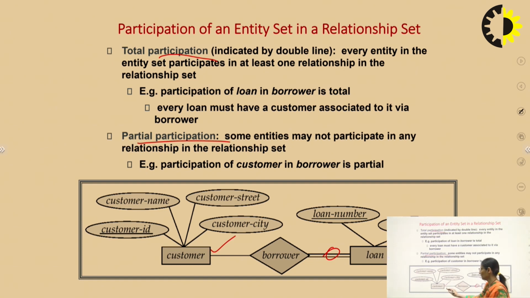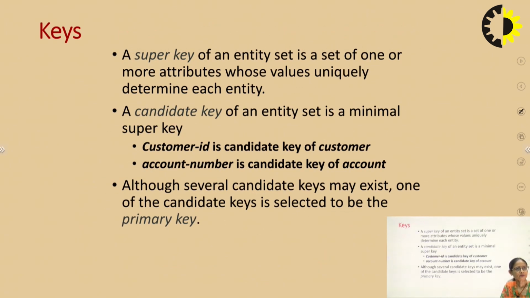So maybe there are certain customers who do not have any loan sanctioned. In that case, what is happening here? We have the partial participation on one side and the total participation on the other. The next important thing is the key.